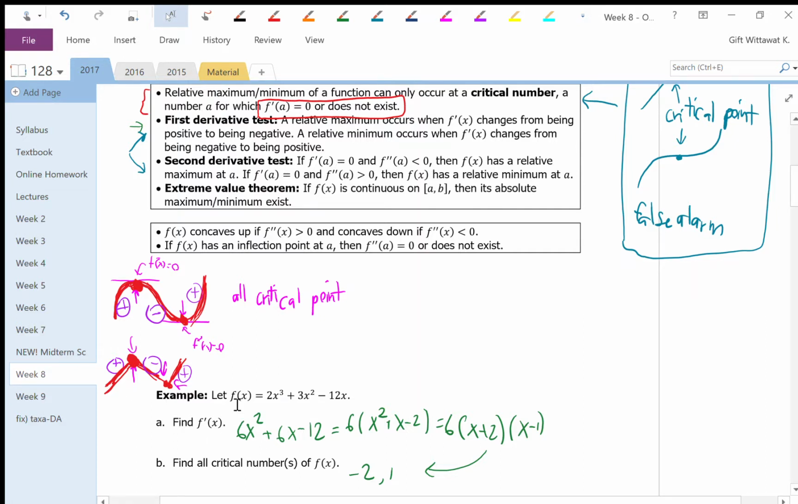So, the first derivative test basically says that a relative maximum, like this guy and this guy, is going to occur exactly when my derivative changes from being positive to being negative. And the relative minimum is going to be when my derivative changes from being negative to being positive. Because that actually corresponds to when my function changes from increasing to decreasing and from decreasing to increasing.